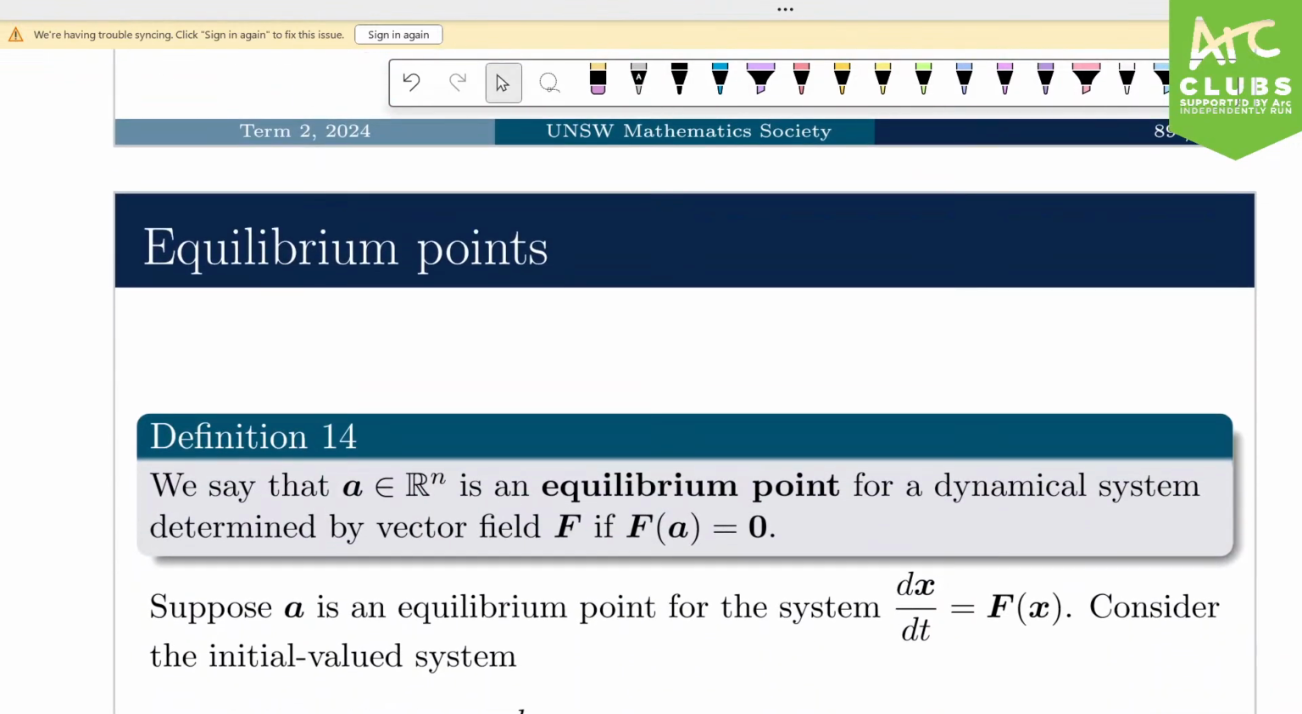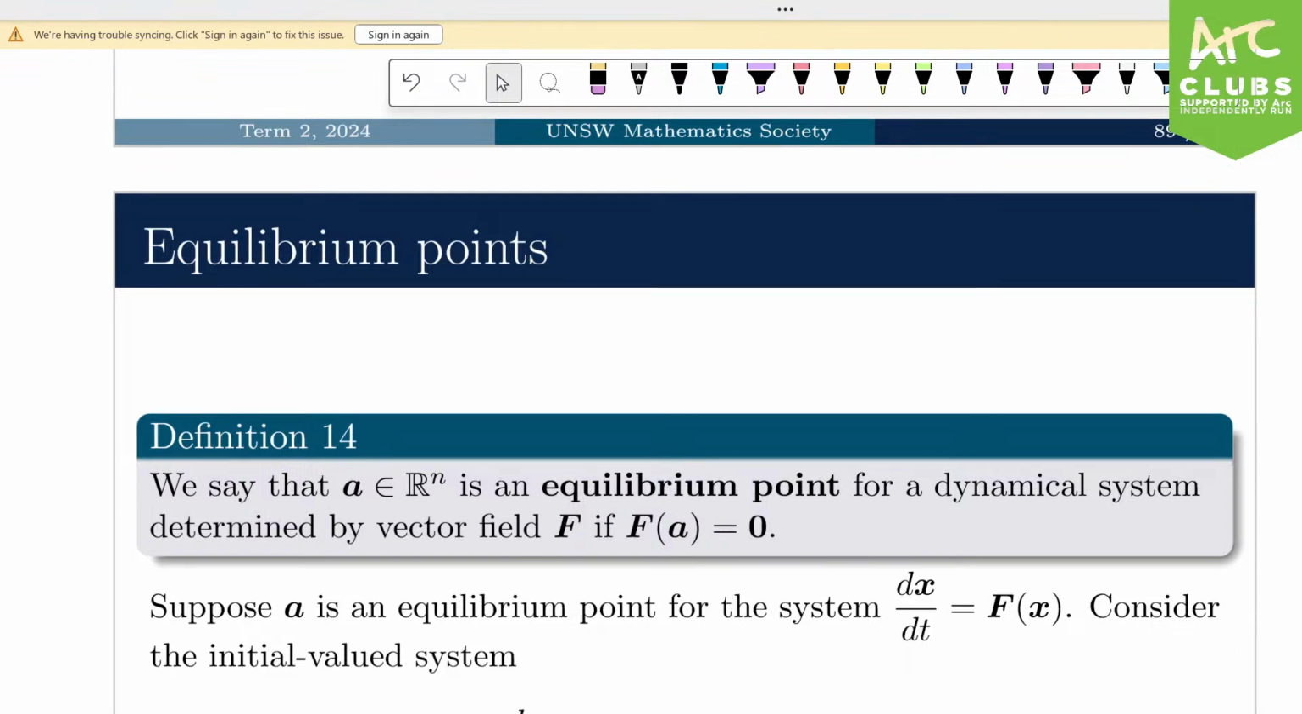Now we move on to, we're going to start looking at differential equations. We're going to look at the behavior of these differential equations and some analytical methods to suss out what's happening without necessarily finding exact solutions. We want to look at the behavior of these things. So we're going to define what equilibrium points are. We say that A, some point in Rn, is an equilibrium point for a dynamical system determined by the vector field F if f of A is 0.